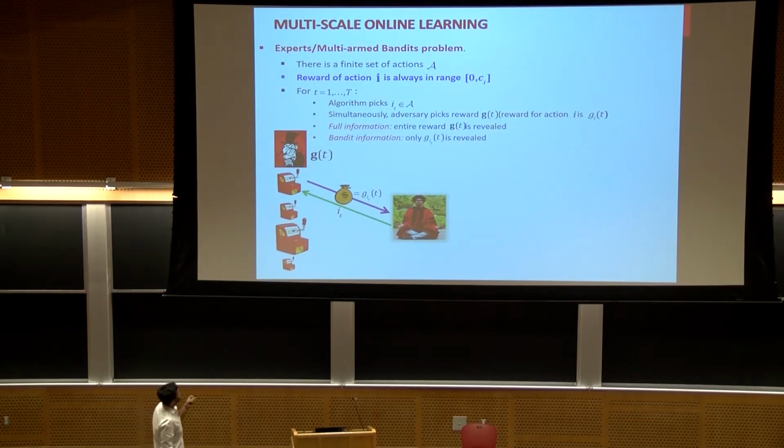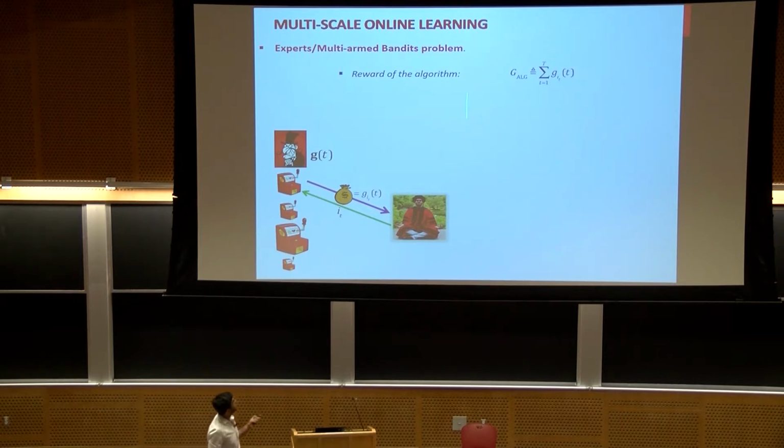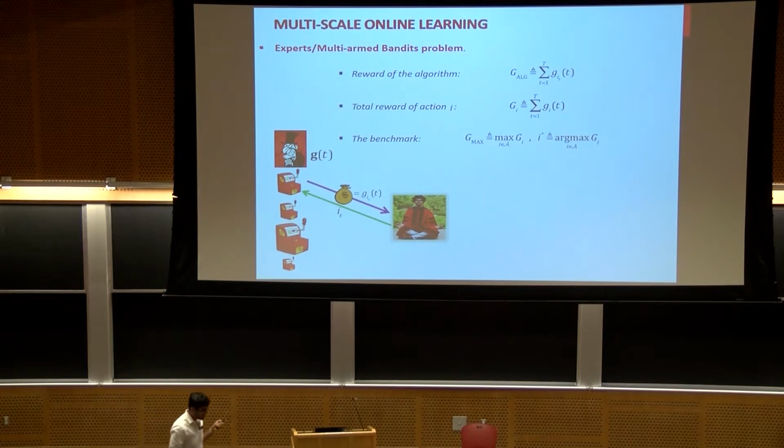We have a full information setting in which the entire reward function is revealed to the algorithm, and the bandit information setting in which only the reward of the arm that the algorithm picked is revealed. Now we define the reward of the algorithm to be the total reward it accumulates over time, denoted by G_alg. The reward of some particular action i is the reward you get if you just play that action at all rounds, denoted by G_i. My benchmark is the maximum reward you can get by playing the same action at all times, denoted by G_max. And I define the regret with respect to some particular action i to be the expected G_i minus G_alg.